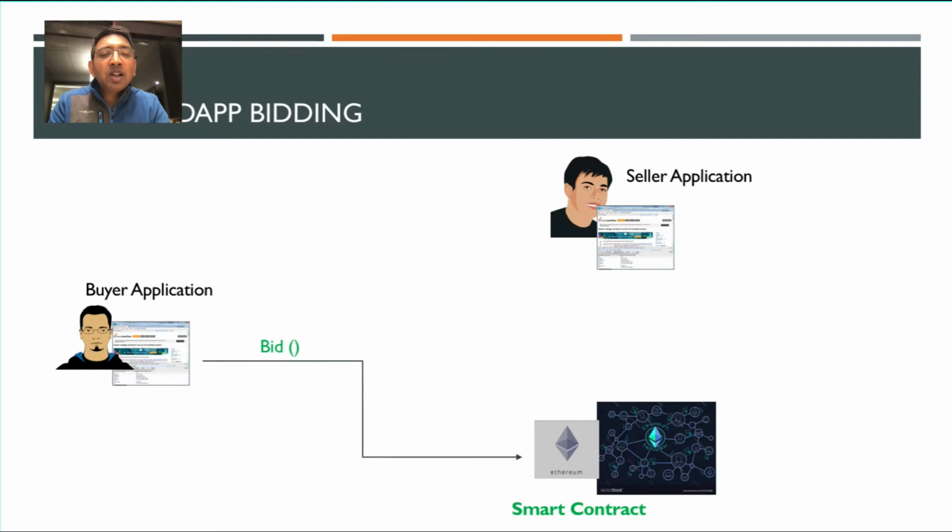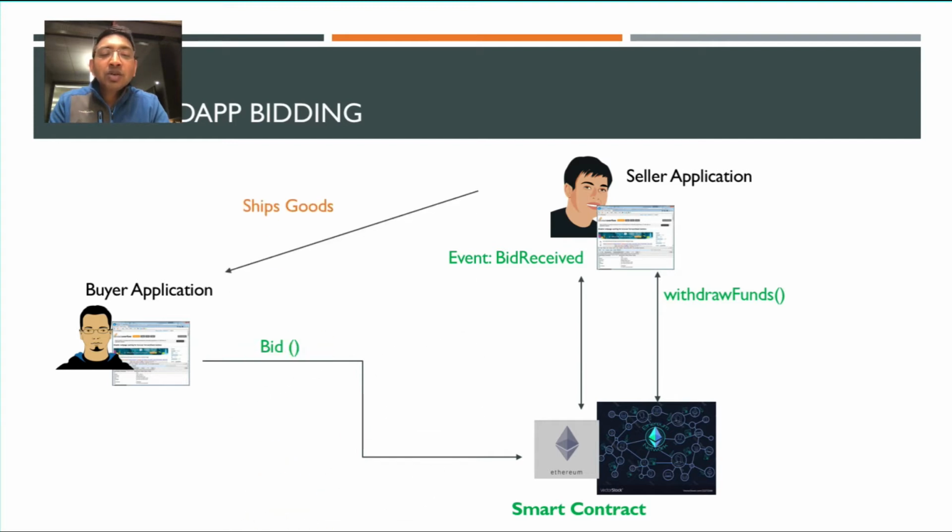The buyer will essentially call the bid method on the contract in a transaction. The contract will take care of any state data changes. For example, if the received bid is the highest bid, it would replace the previous high bidder's name with the new bidder's name. Then the contract will generate an event for the bid received, which will be received by the seller application, and even the buyer application can be coded to receive this bid. At the end of the bidding, the seller will withdraw the funds using the withdraw function on the contract, and then the seller will ship out the goods to the buyer.